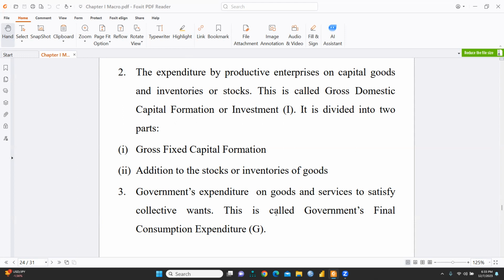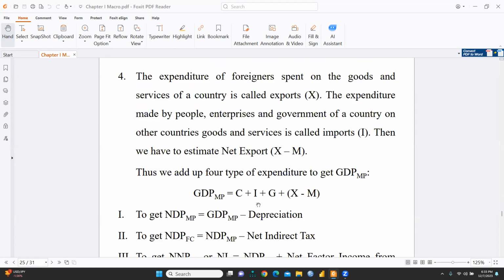Third one is government expenditure on goods and services to satisfy collective wants. This is called government's final consumption expenditure. Whatever goods and services the government is purchasing, we count under this head, and this is represented by capital G. Then the last one is the expenditure of foreigners on the goods and services of a country, called exports, that is exports X. The expenditure made by people, enterprises, and government of a country on other countries' goods and services is called imports. So net export means X minus M.